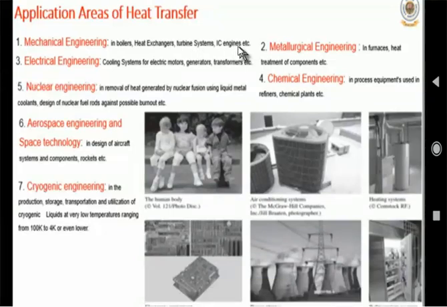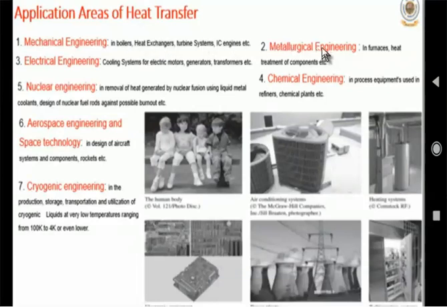So you can use this heat transfer concept in the boiler, heat exchanger, turbine system, IC engine, and so many things. So many applications in mechanical engineering. In the boiler, heat is transferred from the gases to the water. Like this, the heat is transferred in these applications.